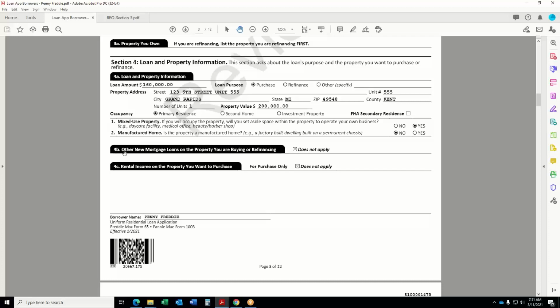Section 4B is reserved for subordinate liens. If the property you're purchasing or refinancing will also have additional liens, they would be listed out in this section. 4C is for rental income, and this is for purchases only. It will flow through to the application automatically, but this would collect any rental income on the property that should be used for qualifying purposes.